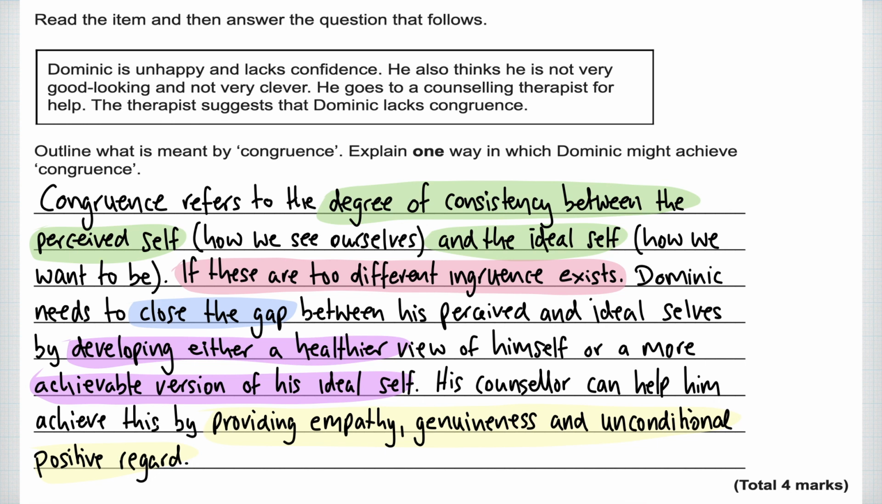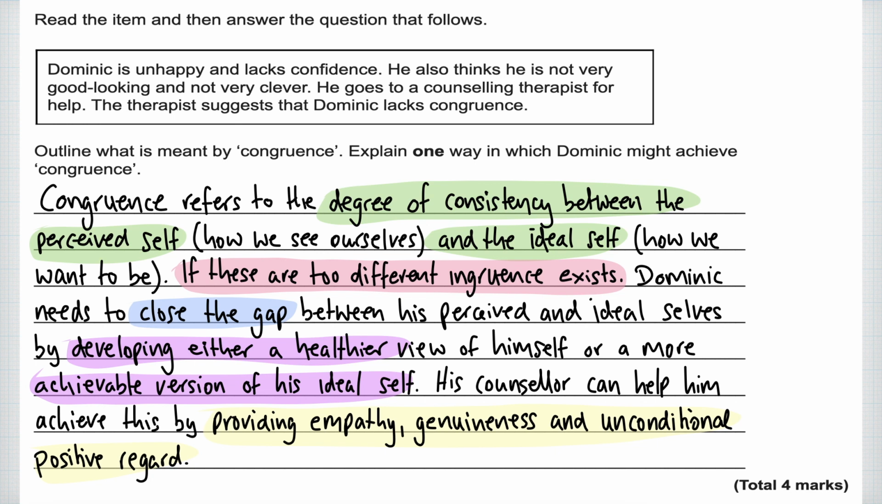You can see that I've said what needs to happen. It's in blue. Dominic needs to close the gap. I've then said how it can happen. Those are the 2 bits in purple, of which, again, you need to choose one. And then I've given a specific strategy, which is in yellow, that can be used by the counsellor, which will just bring a little bit more application to my answer.